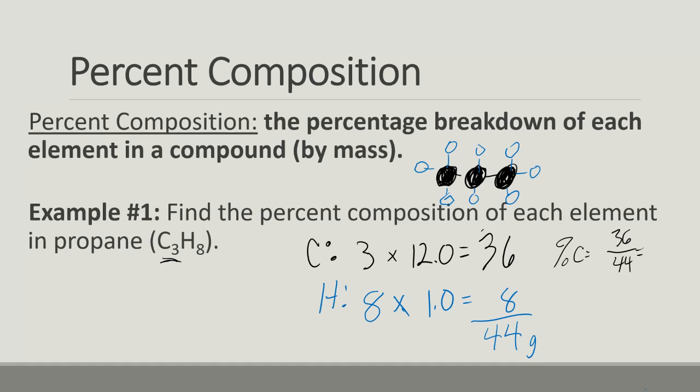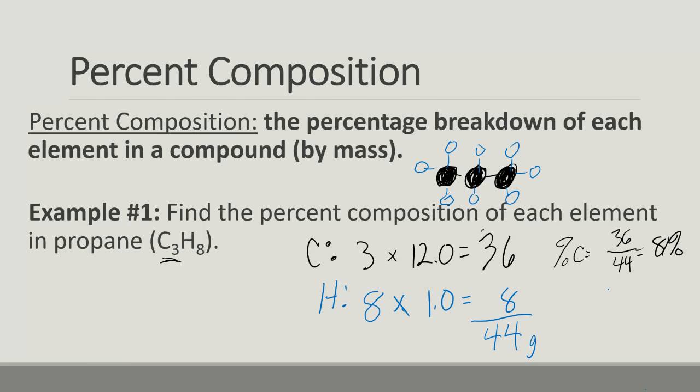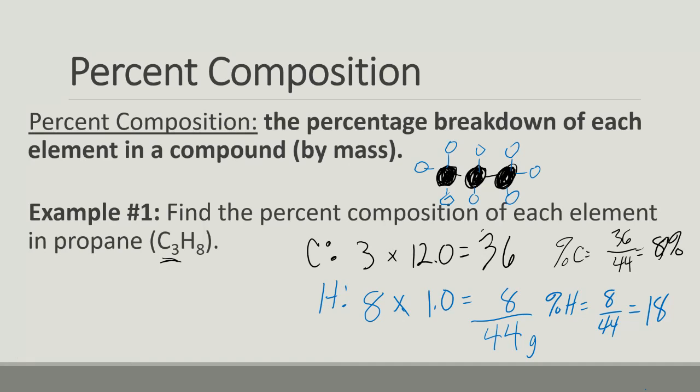So let's do that real quick. So that's 81% of that. And then you can subtract actually and figure out that this one's going to be 19%, but we can do it the other way as well. So that's going to be the percent hydrogen. It's going to be 8 divided by 44, which is actually 18. So I guess that was 82. I didn't round.